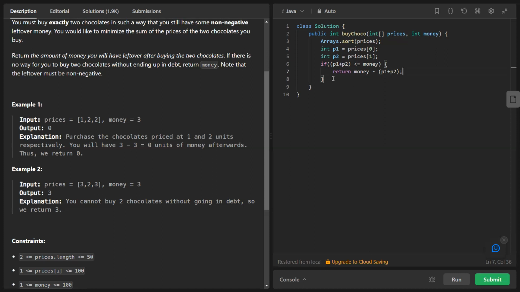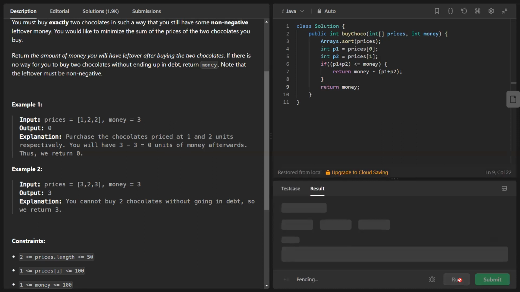Otherwise, I will return the entire money. So for that, I don't need to write anything. I will directly return the entire money. Okay, so this is it for it. So let's run this code.